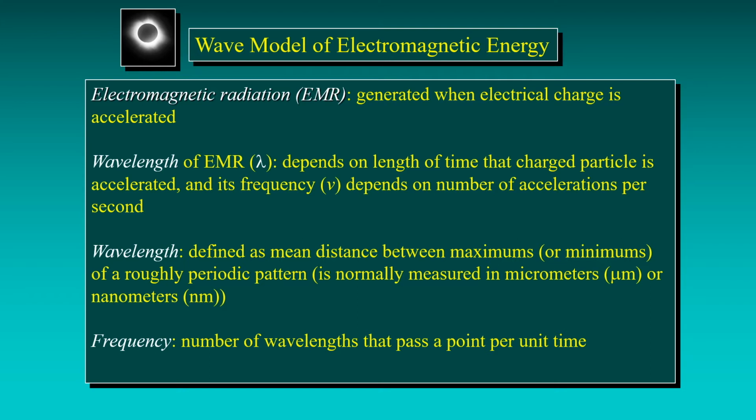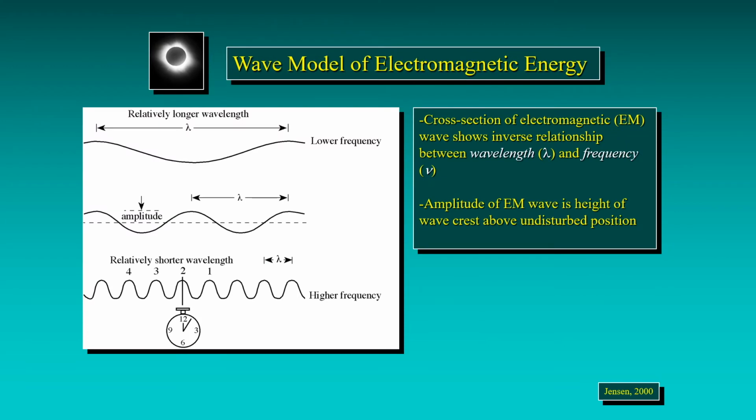Frequency is the number of wavelengths that pass a point per unit time. A wave that sends one crest by every second, completing one cycle, is said to have a frequency of 1 cycle per second, or 1 hertz, and we abbreviate that with the symbol Hz. And this is a diagram that illustrates what I'm talking about.